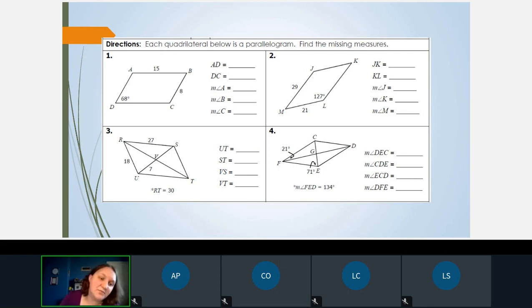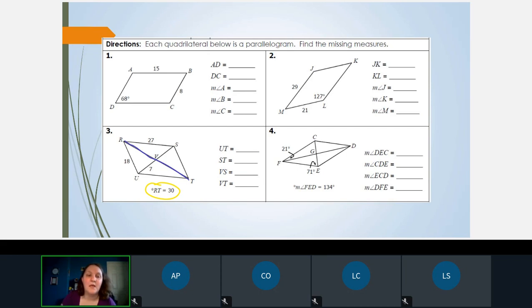So notice in number 3, you got this little asterisk down here and it says RT equals 30. That's a very important piece of information that if you missed, you wouldn't really be able to answer the rest of the questions. So just be very careful when looking at a problem. Make sure you read the directions carefully, but also make sure you look for any other little pieces of information that might be given to you, especially down here under the picture. And this says that RT equals 30. So RT is here.